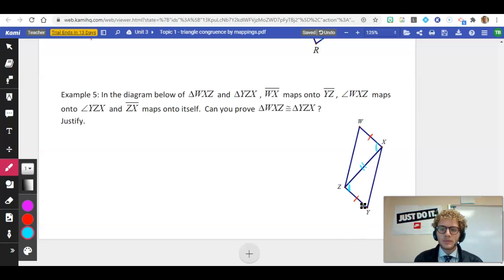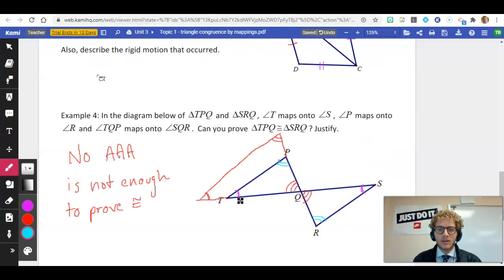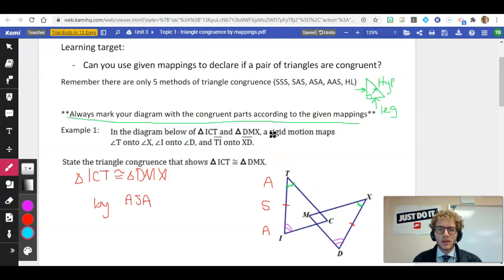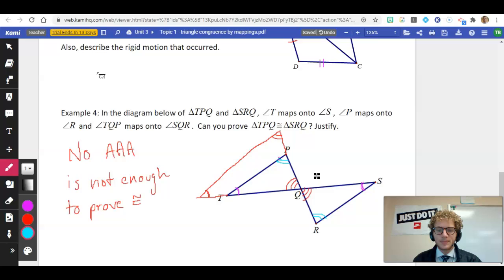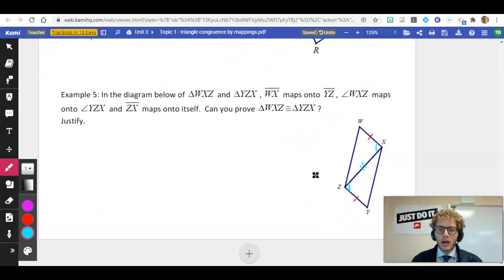Okay, so looking at this, we have 2 sides and an angle. 2 sides and an angle. So if we're looking up here, we do have one that has 2 sides and an angle, so let's take a look. We have a side, an angle, and then another side. This angle is contained by these 2 sides. So that is side angle side congruency.